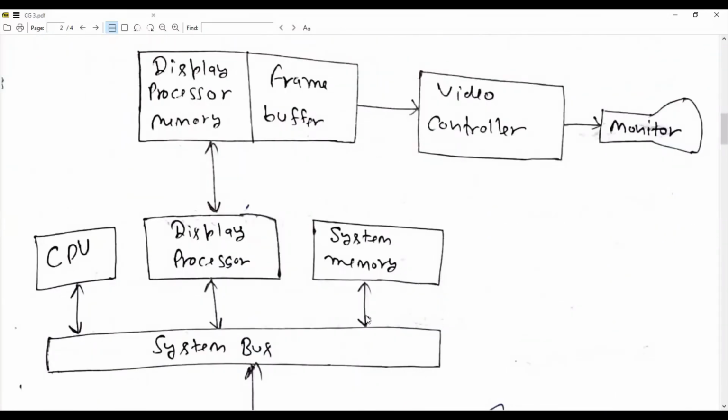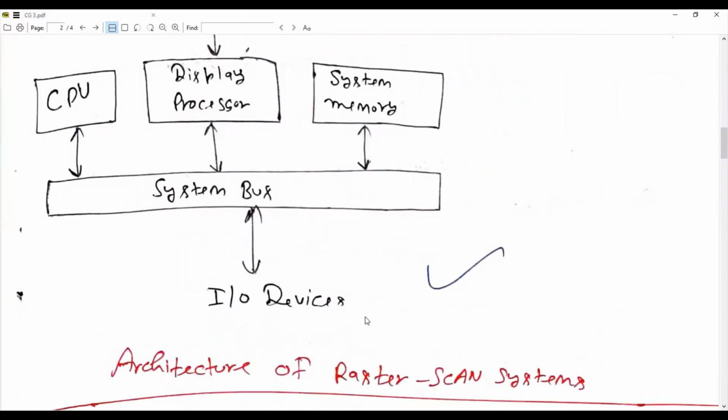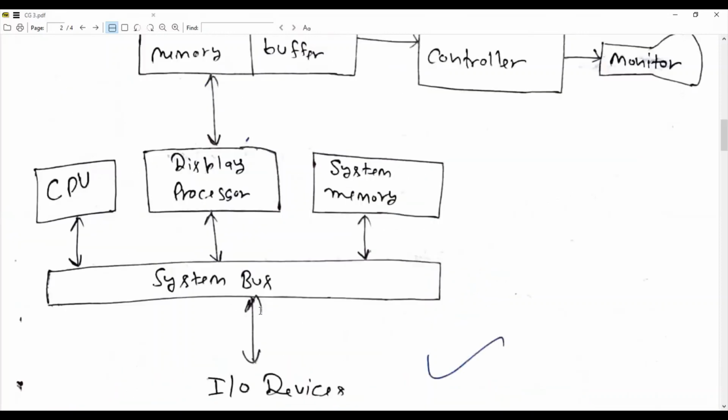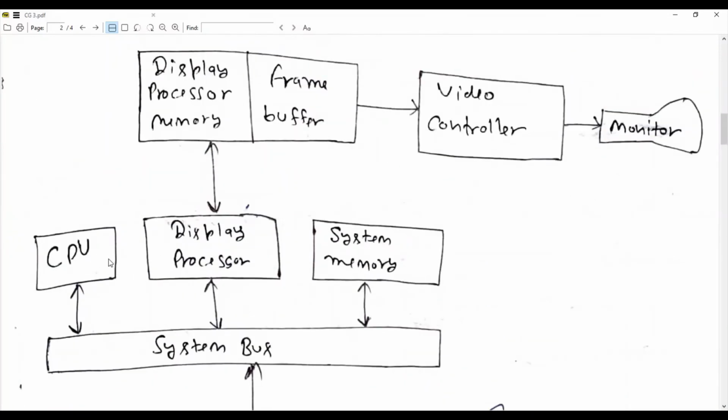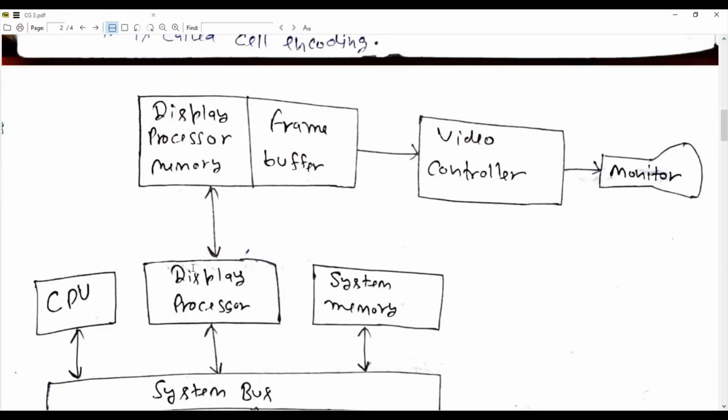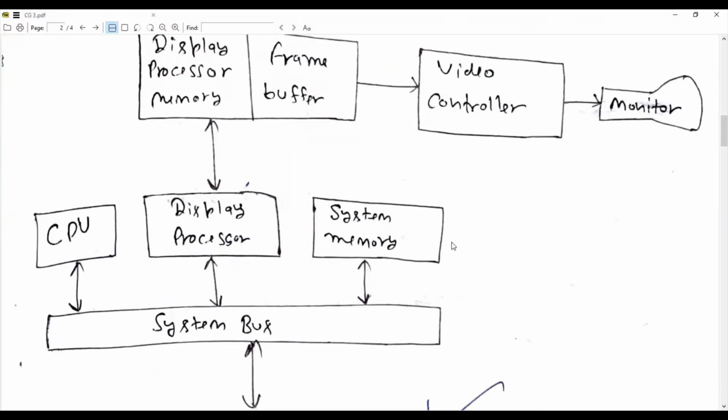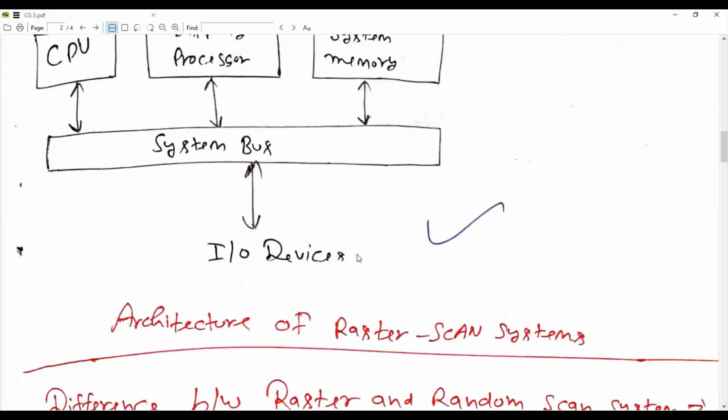Now let's check this block diagram. This is the architecture of a raster scan system. Input/output devices are like our mouse and monitors. There is a system bus. We have the CPU. As you see here, the CPU is separate from the display processor. It means the CPU is free, and all the tasks are performed by the display processor. There is the system memory and the display processor memory. It means this display processor also has memory. Then the frame buffer, which we have learned about in previous videos, and the video controller. And this is the monitor. This is the architecture of a raster scan system. Draw it in your notebook.